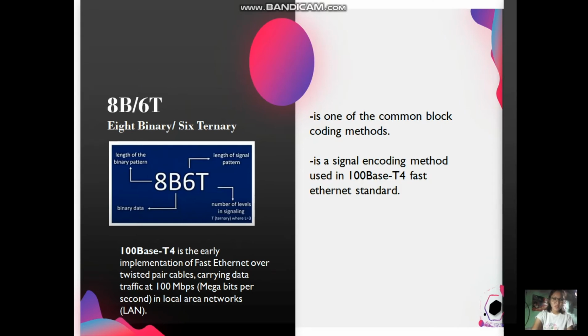Now, what is 8B6T? 8B6T simply means 8 binary, 6 ternary. 8 is the length of the binary pattern, B is binary data, 6 is the length of the signal pattern, and T is the number of levels in signaling.